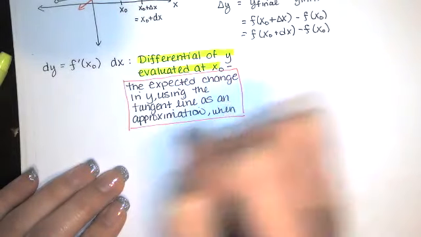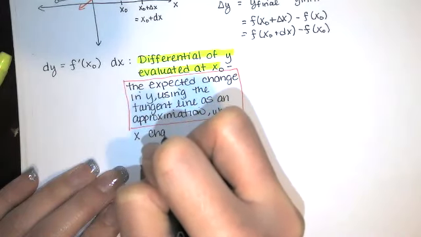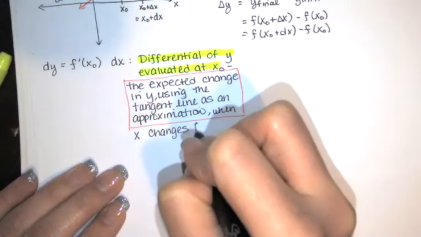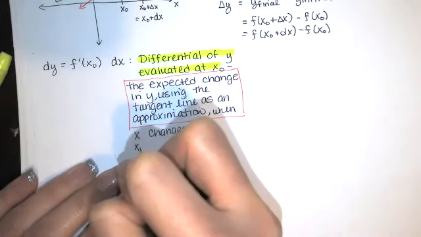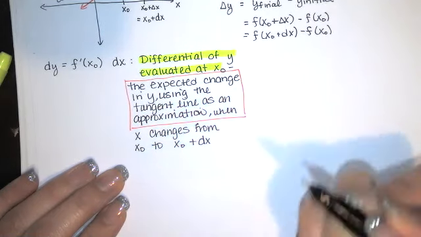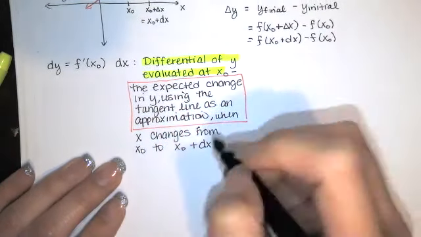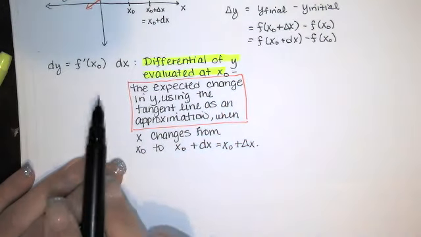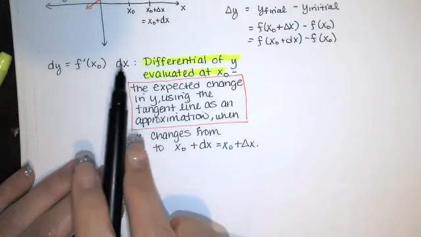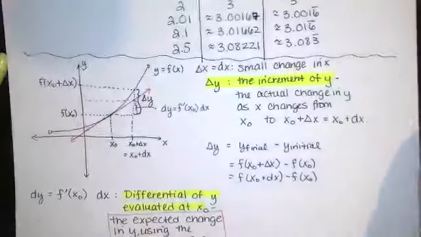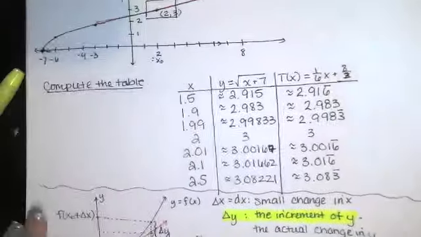Say when x changes from x equals x naught to x equals x naught plus dx. And again, dx and delta x are used interchangeably in this discussion. This is a little change. I'm going to multiply by the slope. That's going to give us the change in y. Okay, so those are the definitions.